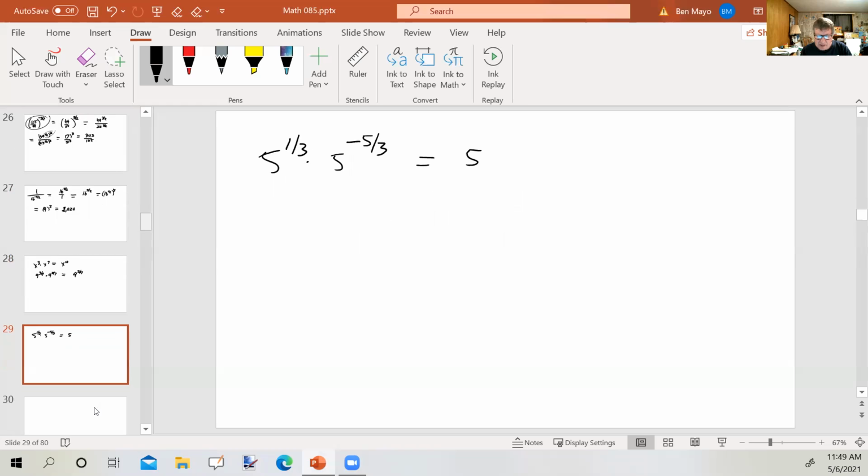Well, that would be 5 to the 1/3 plus negative 5/3, which would be 5 to the negative 4/3, which would be 1 over 5 to the 4/3 power. So unless it tells us otherwise in the directions, we want our final answer to have just positive exponents. About the only time you leave it with negative exponents is if you're dealing with scientific notation, and we're not dealing with that today.